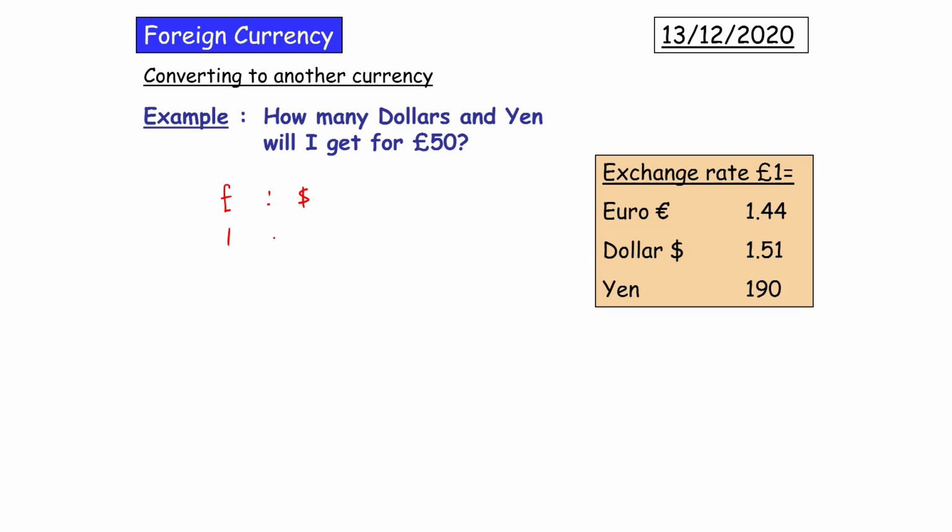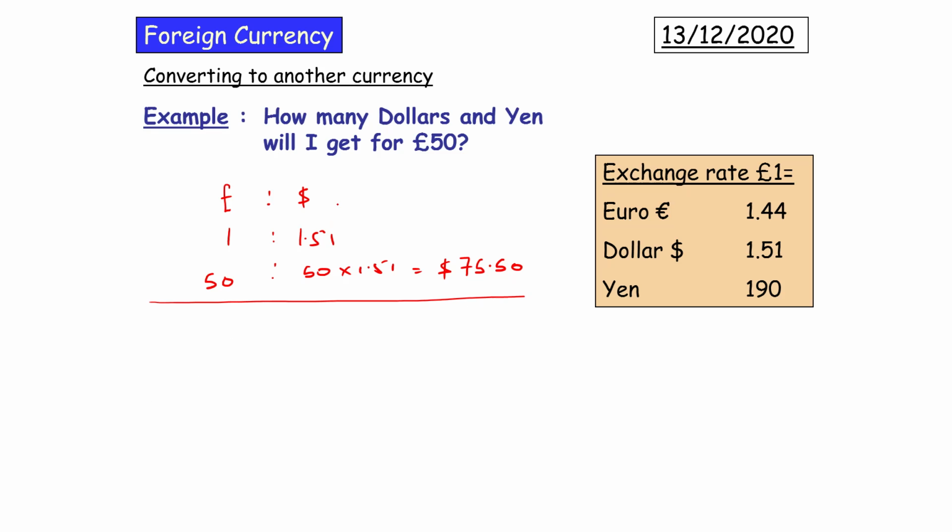For £1 I get $1.51. So for £50, again I'm going from small to big, I will multiply. So it'll be 50 times 1.51, and that'll give me 75.50. You can use your calculators for these ones today.